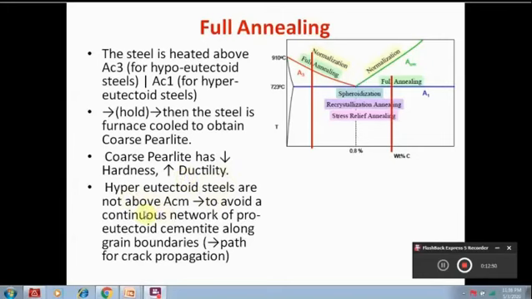Hyper-eutectoid steels are not heated above ACM temperature, they are heated above only A1 temperature to avoid a continuous network of pro-eutectoid cementite along grain boundaries. So this ultimately would be increasing hardness and reducing ductility.